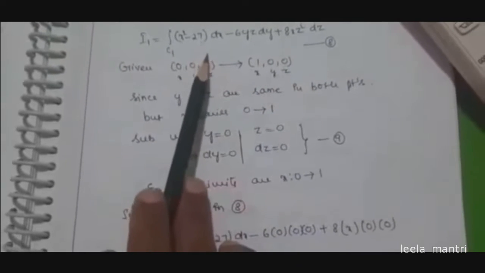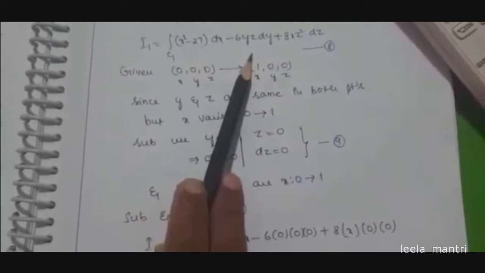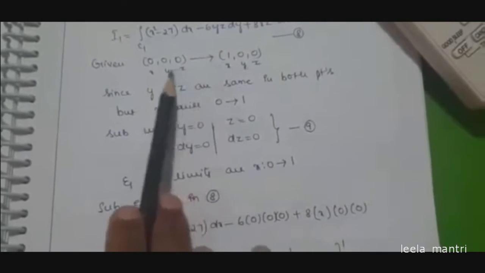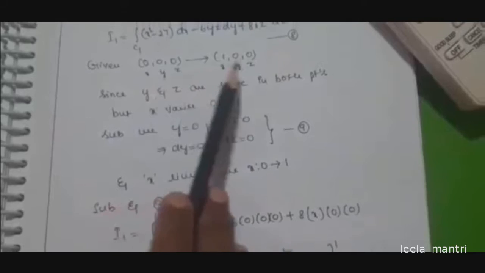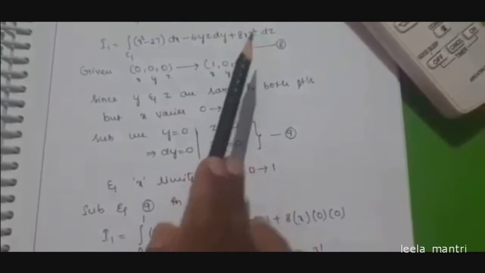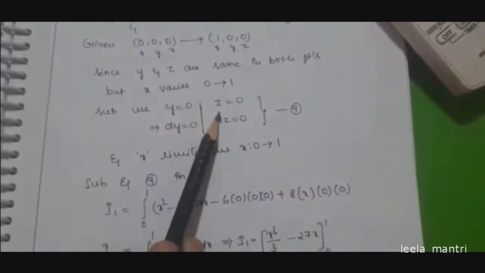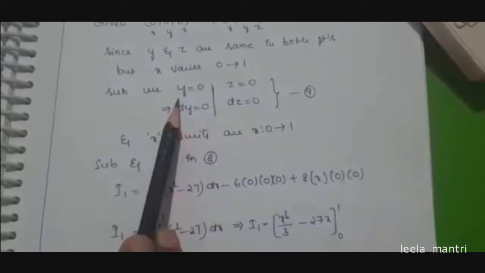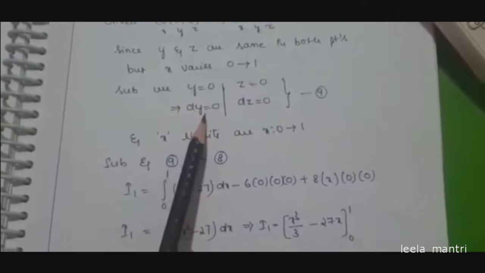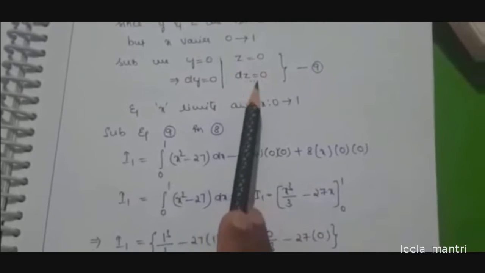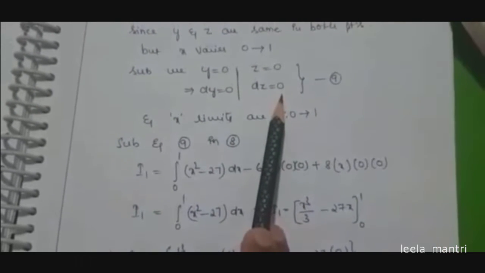So equation 8 will be converted totally in terms of x by substituting the limits of x as 0 to 1, and we can substitute y is equal to 0 and z is equal to 0. We require the dy and dz values. Since y is equal to 0, we can write dy is equal to 0. And z is equal to 0, on differentiating we get dz is equal to 0.